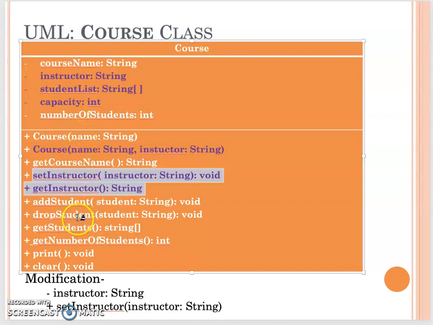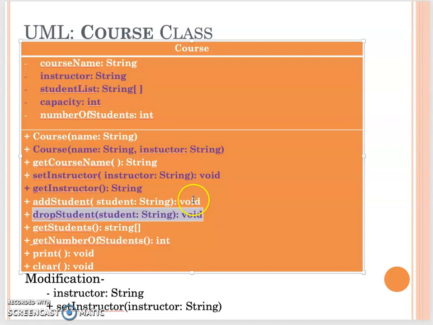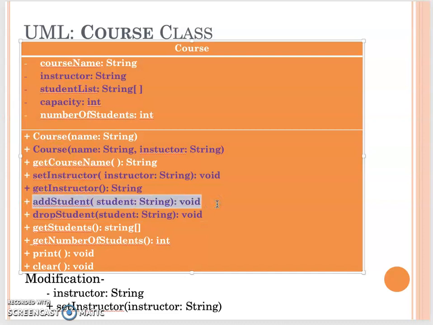So we have add student, but here you see our drop student, we never really implement that. So you need to finish implementation. And also since we have capacity function now, you need to change your add student. So get student, number of students, they are still the same.